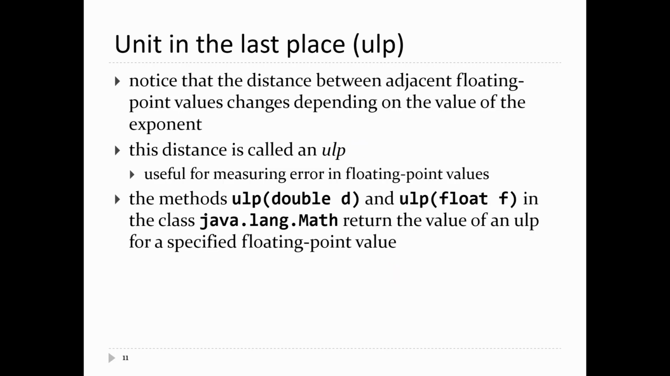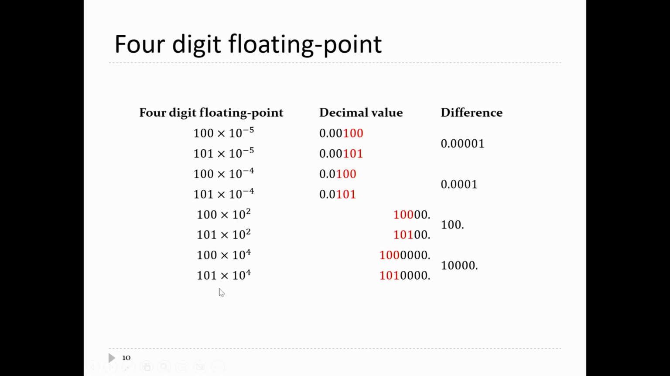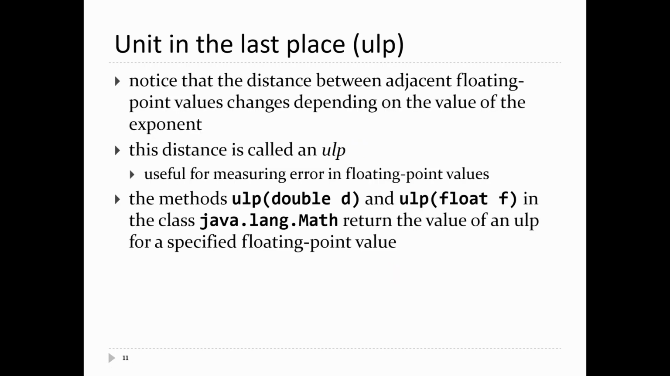Okay, so the distance between adjacent floating point values changes depending on the magnitude of the number, right? The exponent. So that distance actually has a name. It's called the ULP, or the unit in the last place, because you can tell what the ULP is just by looking at the last digit. It's always 1 times the exponent of the number that you're working with. So the ULP here is 1 times 10 to the 4. ULP here is 1 times 10 to the 2. Here it's 1 times 10 to the minus 4, and so on, and so on.